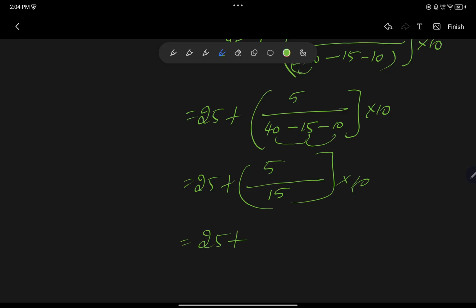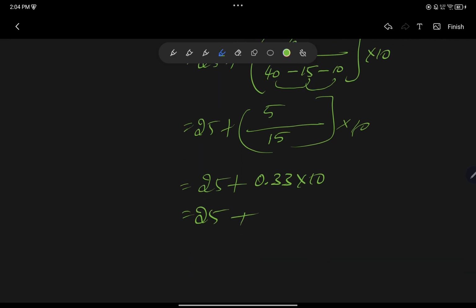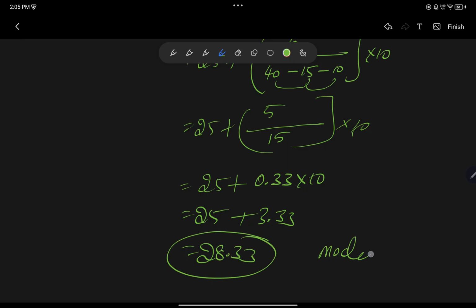25 plus 5 divided by 15 is 0.33, into 10, that is 3.33. So 25 plus 3.33 is 28.33, which is your mode. Mode is equal to 28.33.